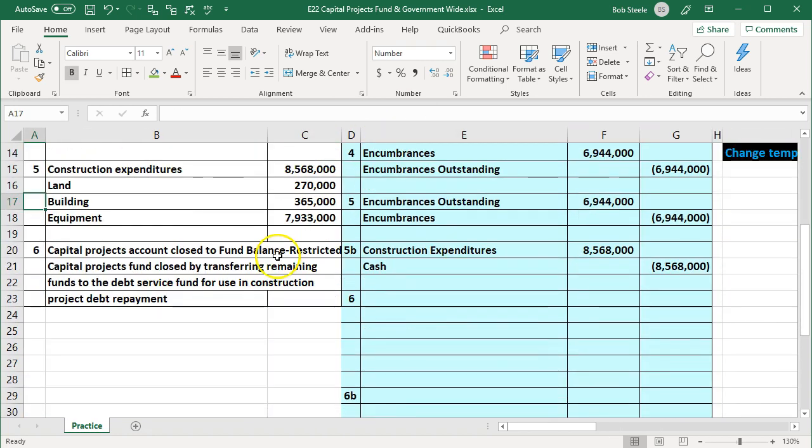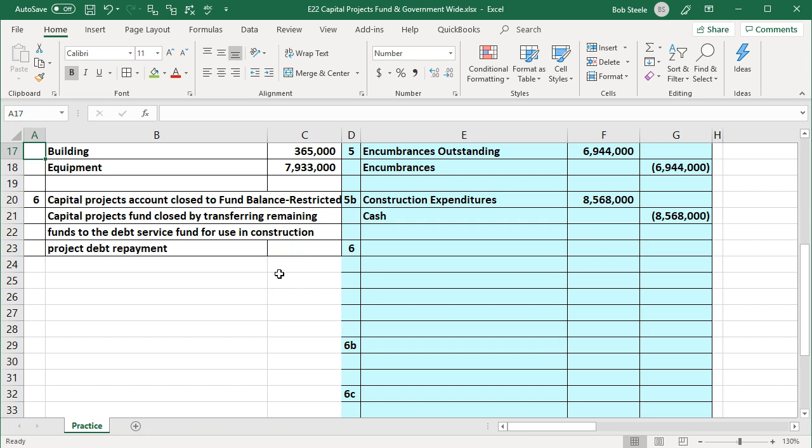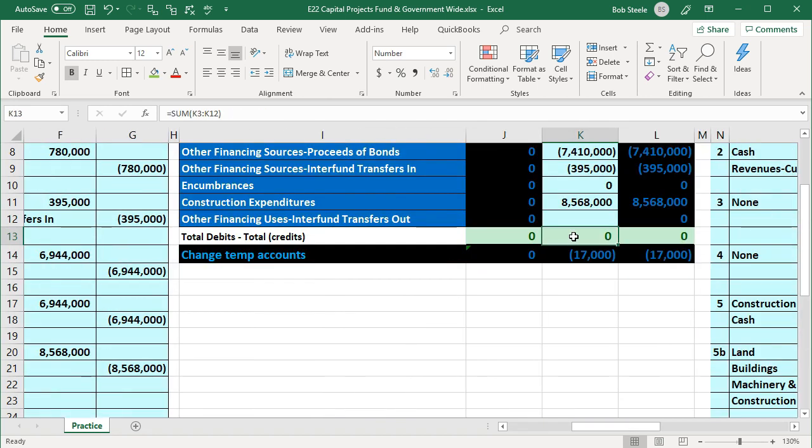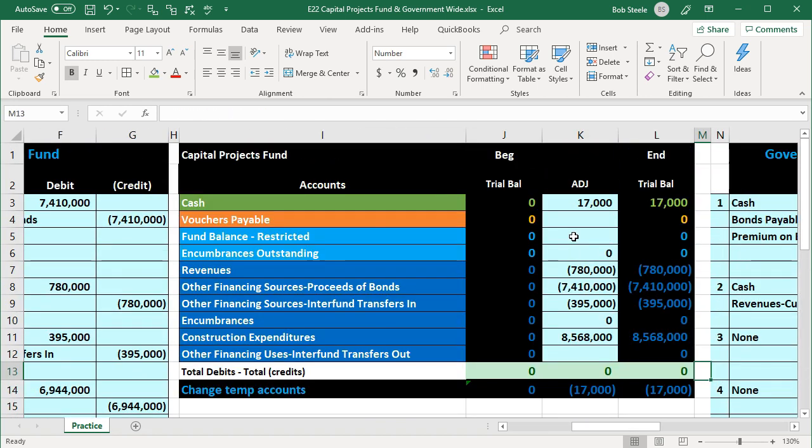We're going to say that now we are on number 6, which says capital projects account closed to the fund balance restricted. Capital projects fund closed by transferring remaining funds to the debt service fund for use in construction project debt repayment. So now we're going to close out the construction project. Note what has happened here is that the construction project is over because now we've got the construction project completed in the general fund. We moved it from the work in process to the completed items, which was land and the equipment and the building.